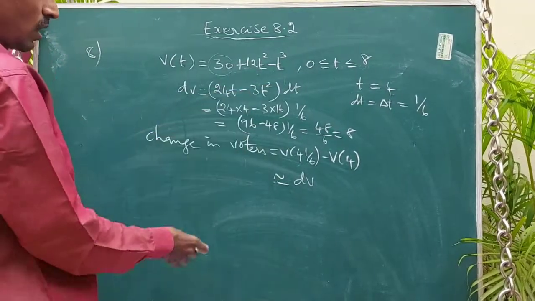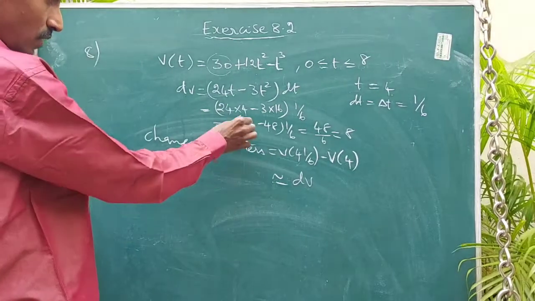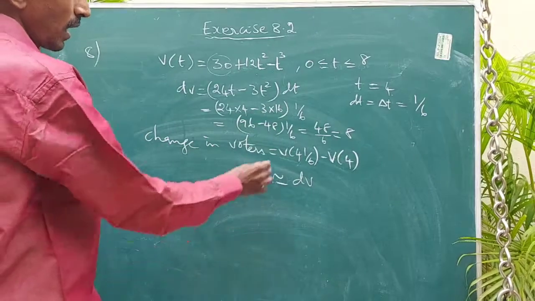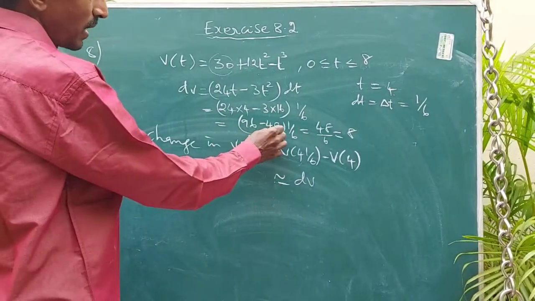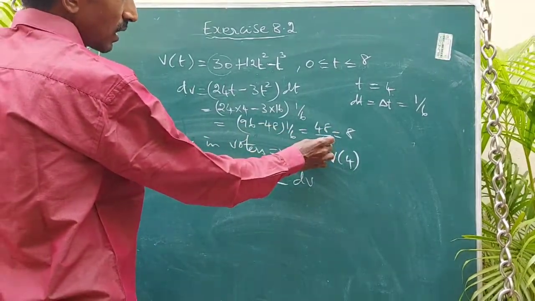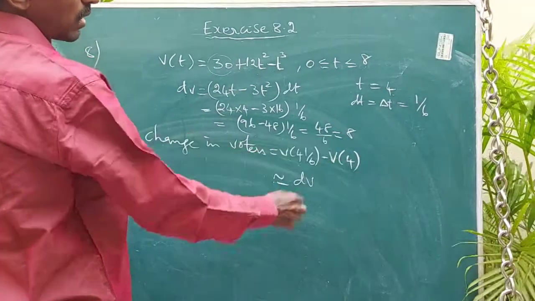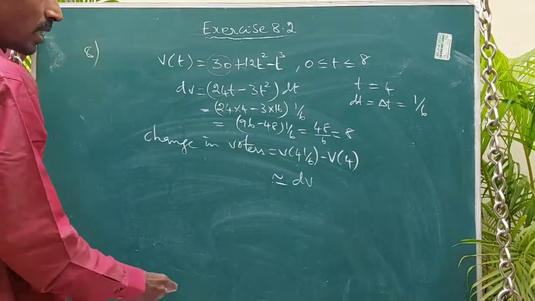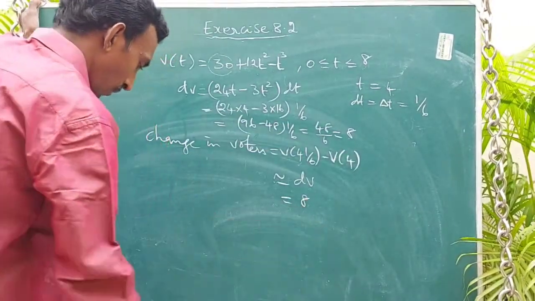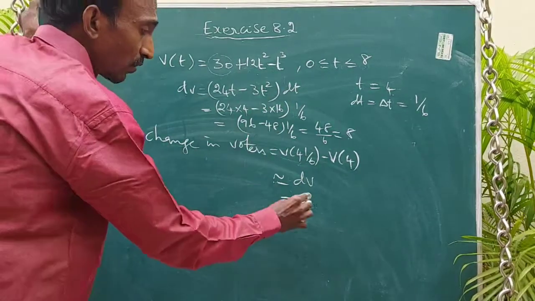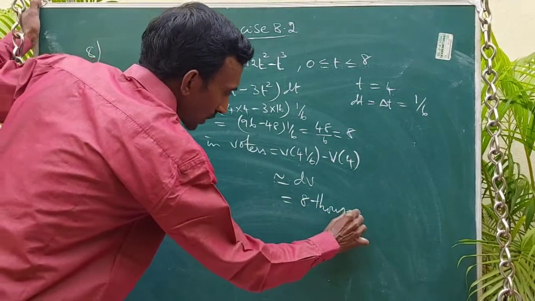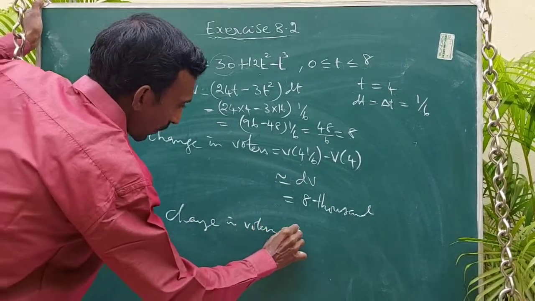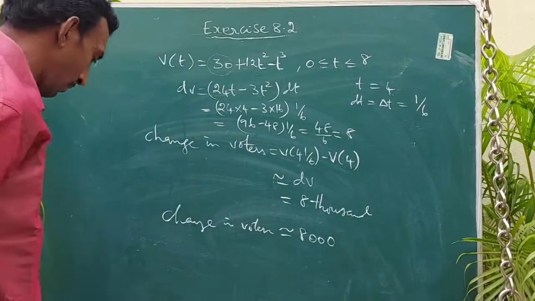Put t equal to 4. 24 into 4 is 96. And t squared is 16, 16 into 3 is 48, into 1/6. So 96 minus 48 is 48, 48 by 6 is 8. So it is approximately 8. But it is given in thousands, so 8,000. So the change in voters is approximately 8,000 people.